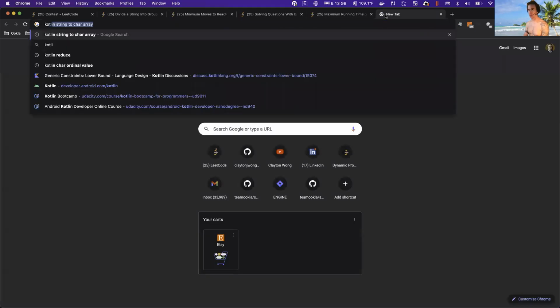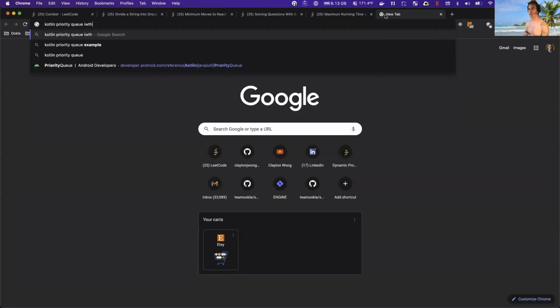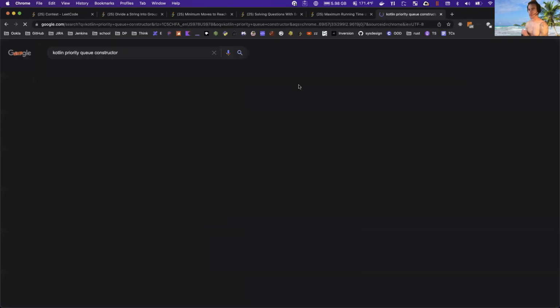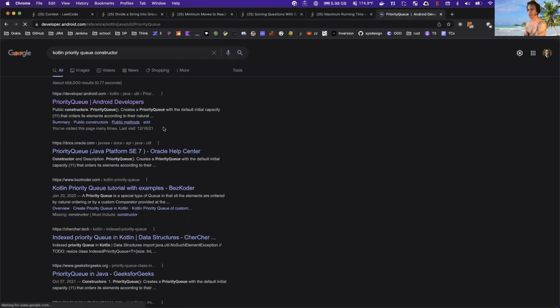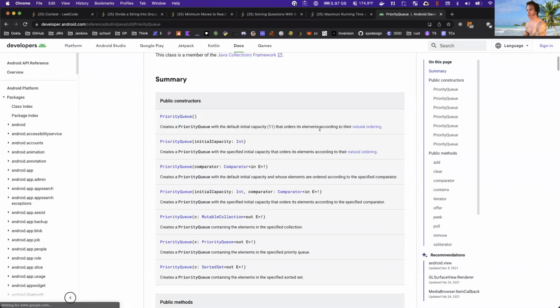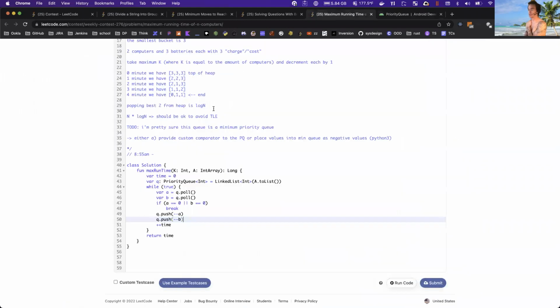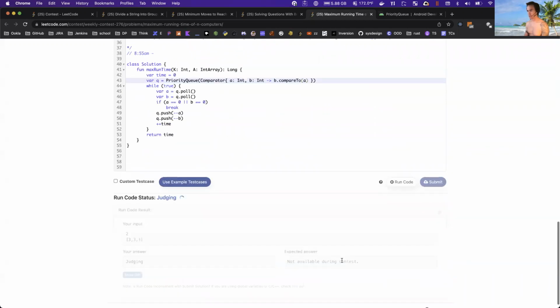Okay, let's look at this. Kotlin priority queue with custom comparator. Actually, let's just look at the constructor real quick. Priority queue. Oh, it does have a constructor. Priority queue with a comparator. Okay. So we'll actually do this. For our queue equals priority queue with a custom comparator. Okay, so it's going to be integers in here. Then we want it to be a max queue, so do B dot compare to A. Okay, that looks right. Let's see what happens.